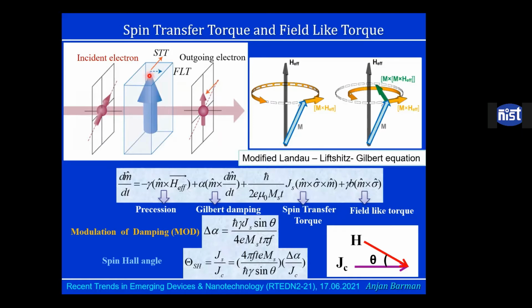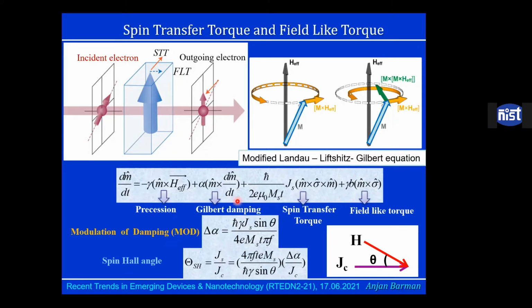One is, of course, a torque which is along this direction. And this is the spin transfer torque, which is similar to the damping torque. So you can call this a damping-like torque or anti-damping torque. And another torque will be along this direction. And this is a field-like torque, which is similar to the precessional torque. Okay, so the outgoing electron will have a direction like that.